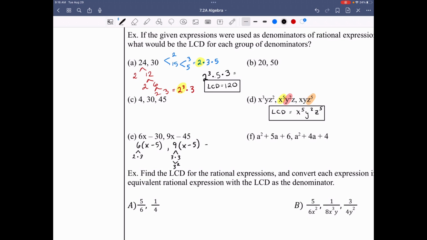All right, so the LCD, we're going to use the 3 squared, we also have to use the 2, and we also have to use the x minus 5. So that will be 3 squared times 2 times x minus 5, or 18, because 3 squared is 9 times 2 is 18, x minus 5.